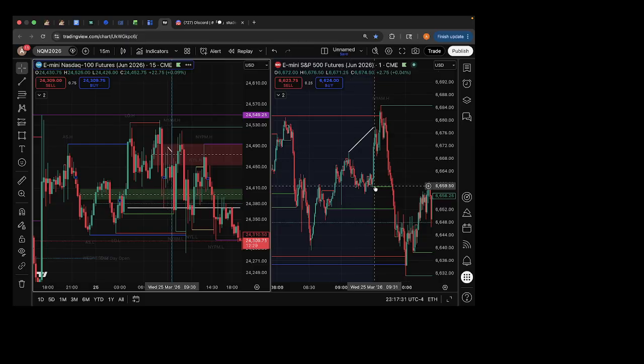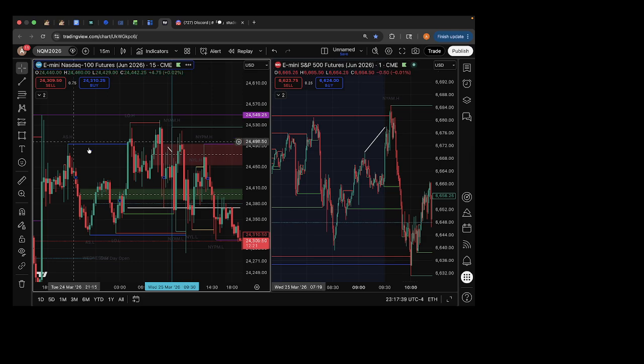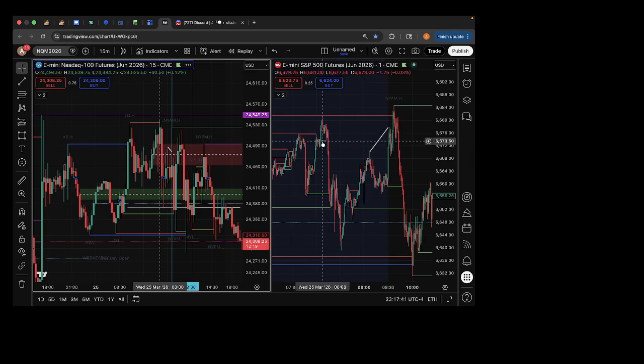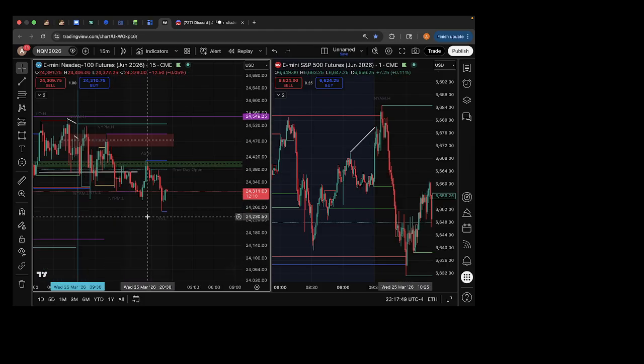Something to know is that we reversed at 9:43. That's 13 minutes into the market open. We're still in the manipulation window. So basically, the manipulation was to the highs, and then for us to go lower. So yeah, that's pretty much it.